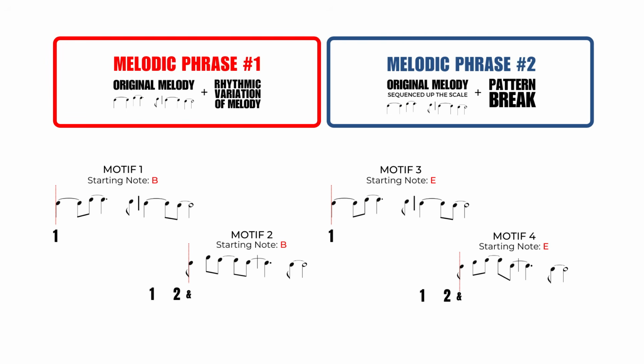So remember, the first motif starts on the downbeat. The variation on the second motif is that it starts after the downbeat. The variation on the third motif is that the whole motif is now sequenced up into higher pitches, and the variation on the fourth motif is that it introduces that new note that goes up rather than down.